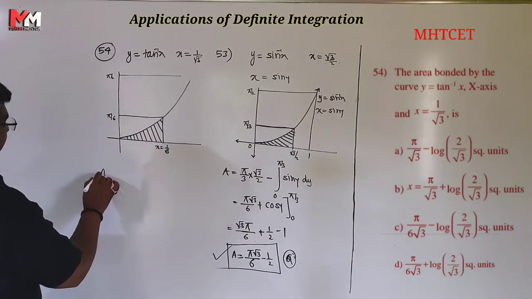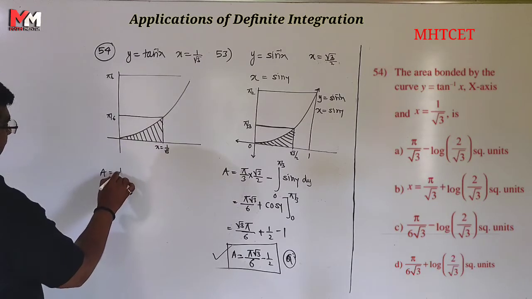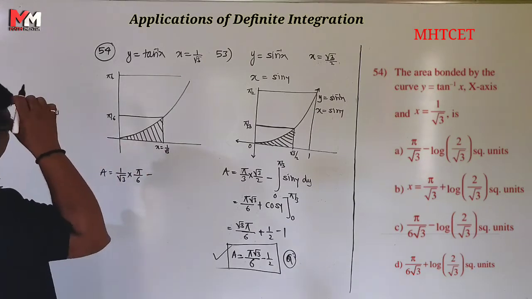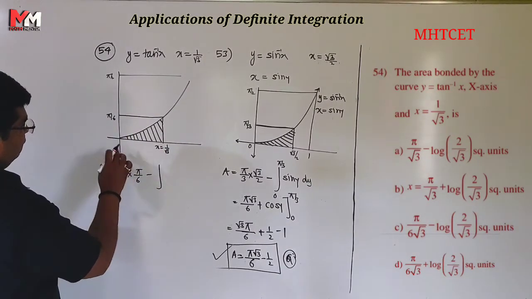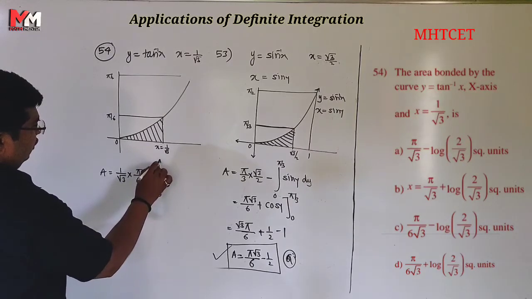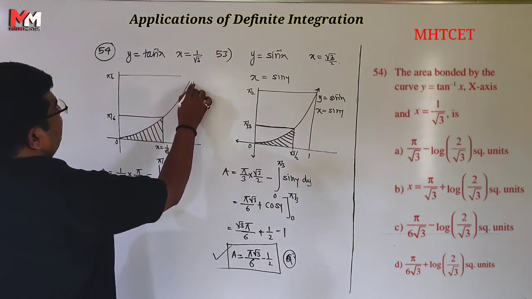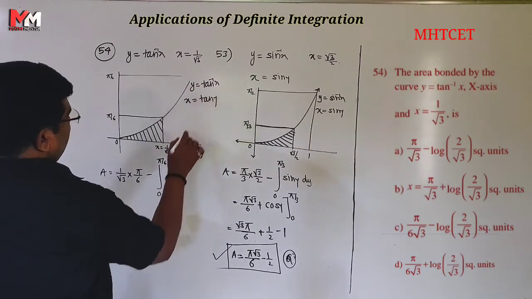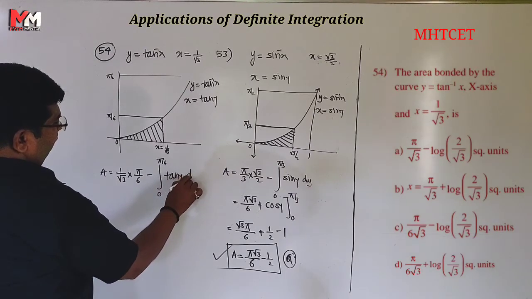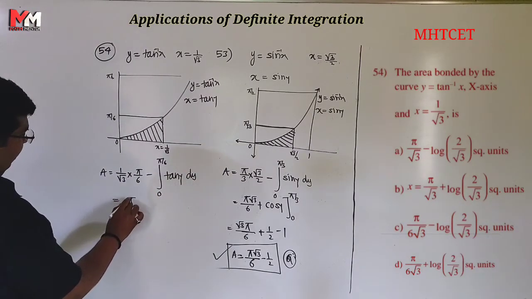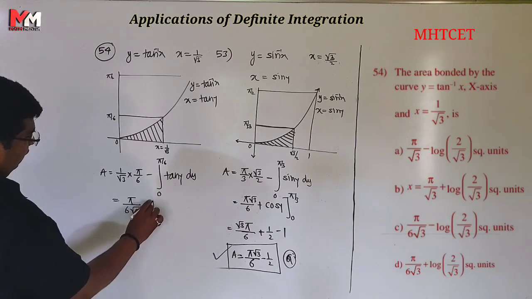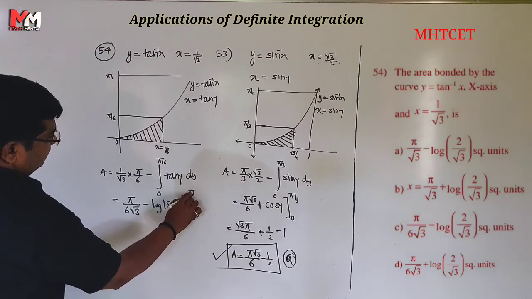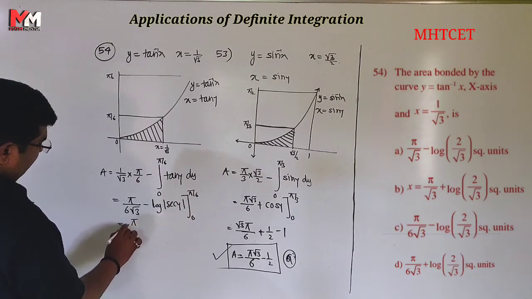So again the required area is area of rectangle, length into breadth, 1/√3 into π/6, minus the area below the curve. The curve is from 0 to π/6, y is equal to tan inverse x, obviously x is equal to tan y, so tan y dy. So this is π/(6√3) minus the integration of tan y, which is log of sec y, from 0 to π/6.